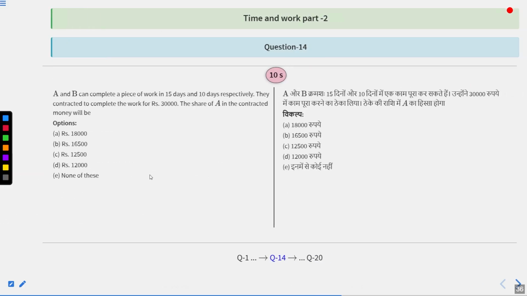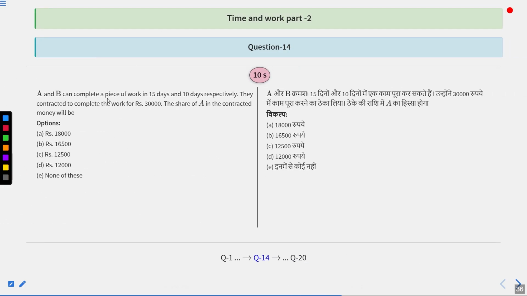Next one. A and B can complete a piece of work in 15 days and 10 days respectively. They contracted to complete the work for rupees 30,000. The share of A in the contracted money will be? You have 5 options and 10 seconds to analyze the question. Your time starts now.